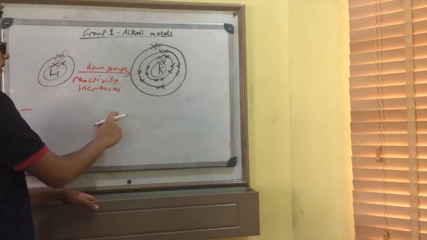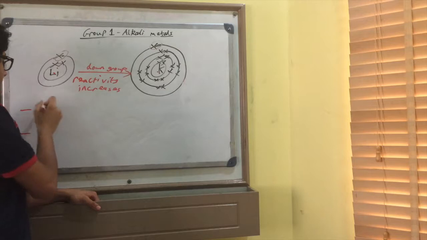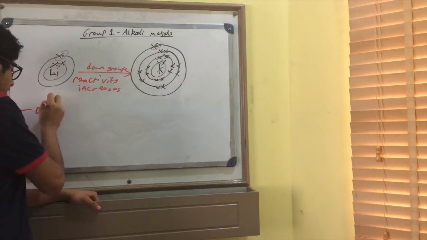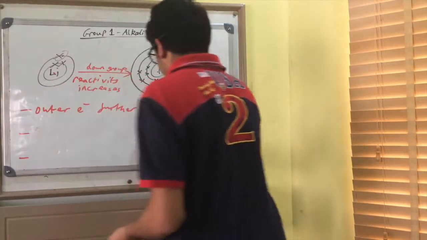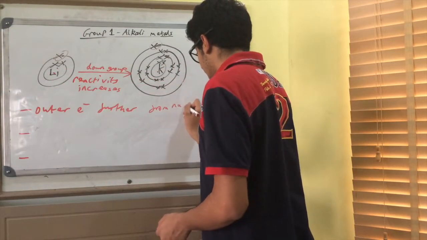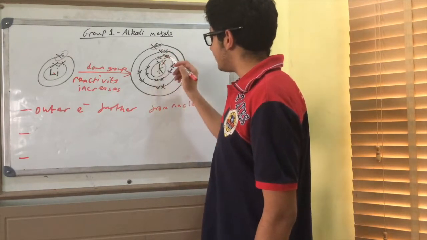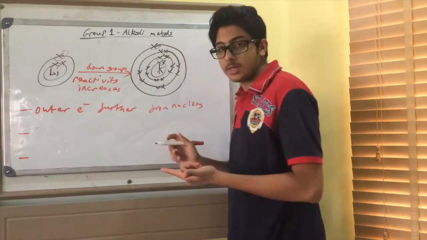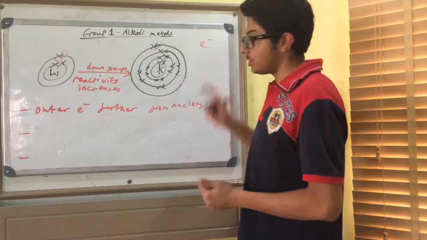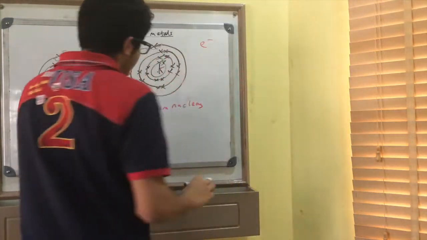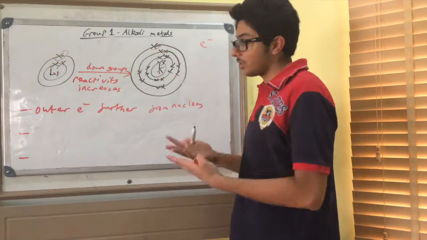Well, as you can see, the nucleus is obviously here, right? And as you go down the group, the outer electron is further away from the nucleus. So what? Well, what are these X's? These X's represent electrons. And electrons have what charge? Electrons are negatively charged. And what do we know about positive and negative charges and electrostatic forces of attraction and repulsion?